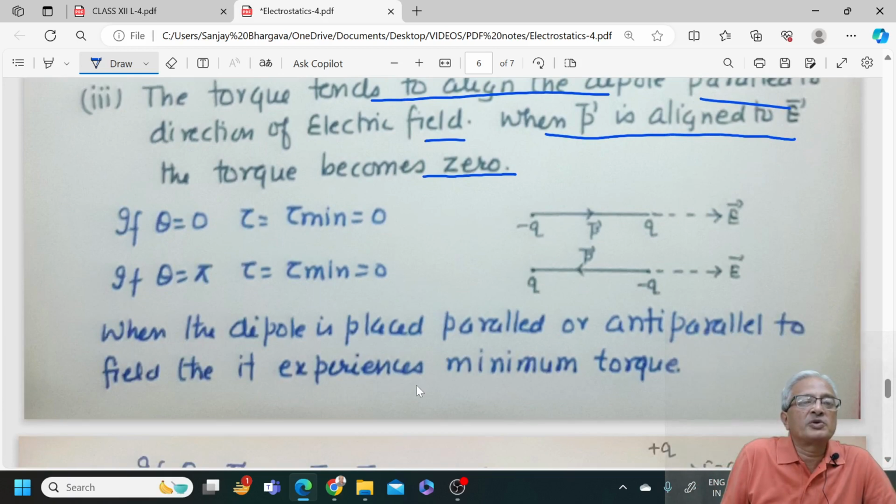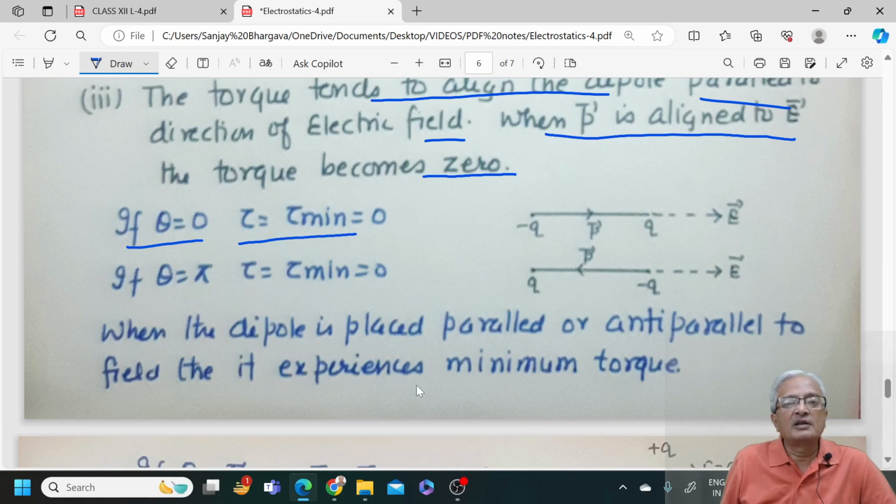So we have two situations here. Theta is equal to 0, and again torque is minimum. So how do we imagine the figure? This is minus Q charge, this is plus Q charge. This would be the direction of the dipole moment, and this is the direction of the electric field. In this case, force is 0, torque is 0, and therefore they are said to be in stable equilibrium.